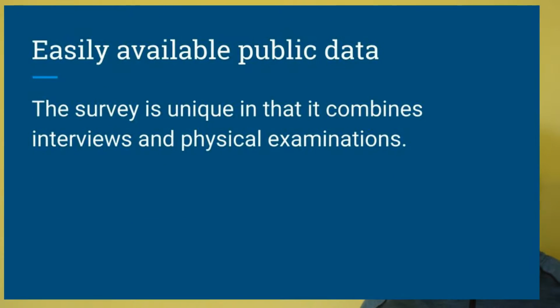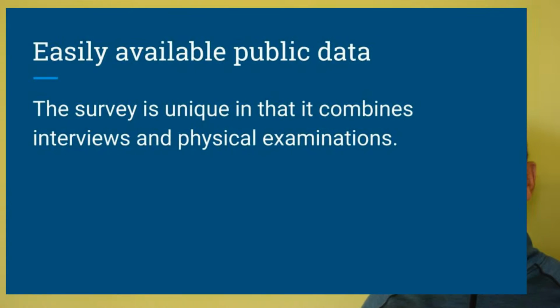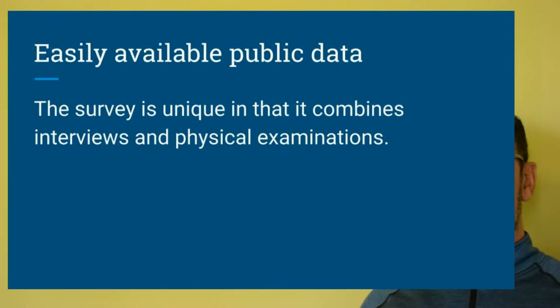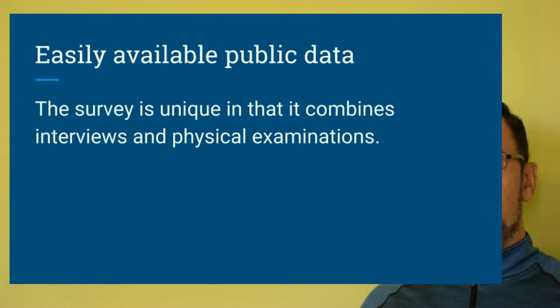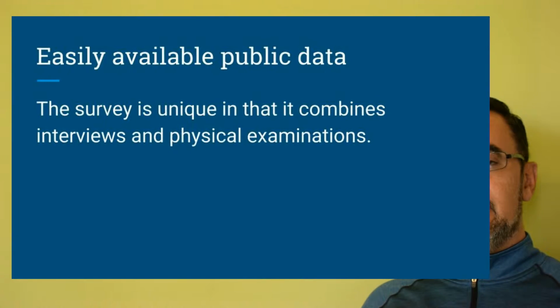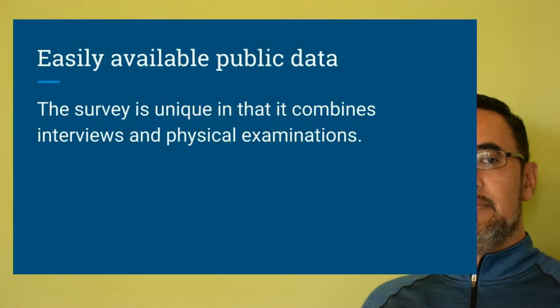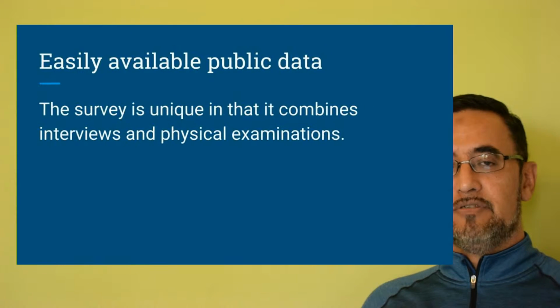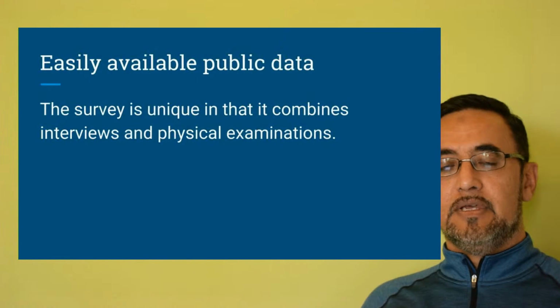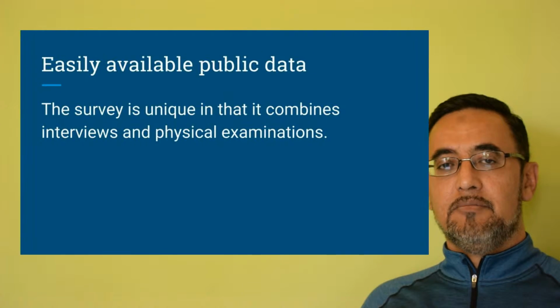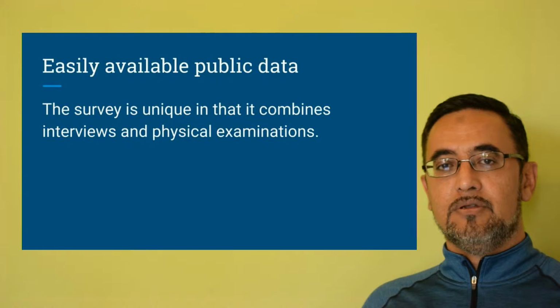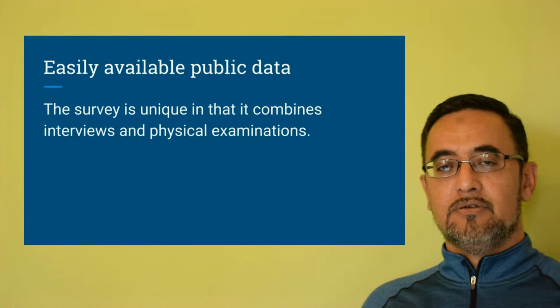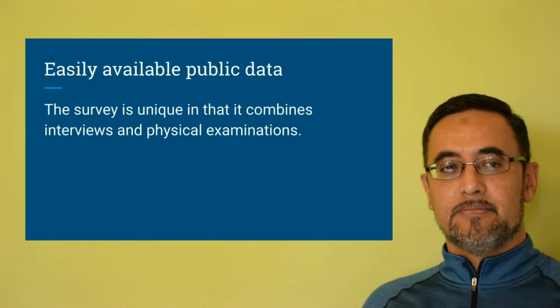The survey is unique in that it combines interviews and physical examinations. Thus, on the physical examination portion, for a period of time from 1999 to 2001, arm and calf blood pressures were available along with calf circumference measurement. Therefore, an ABI could be calculated. Patients could be separated into PAD or no PAD based on established ABI cutoffs.